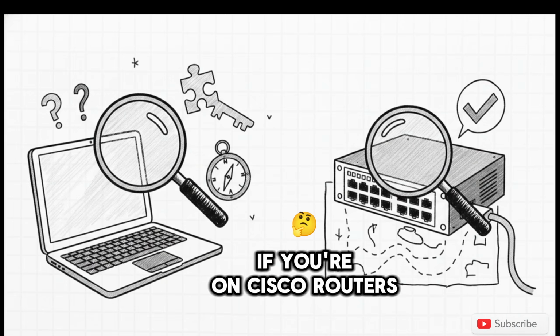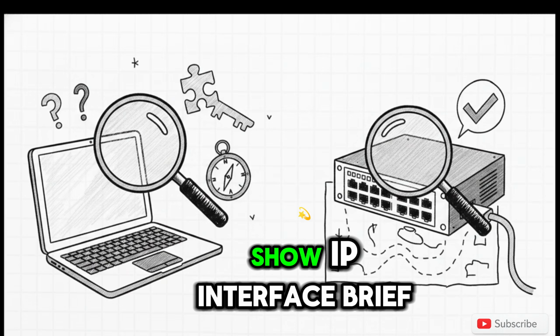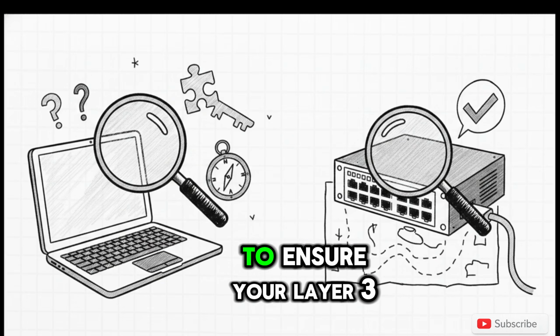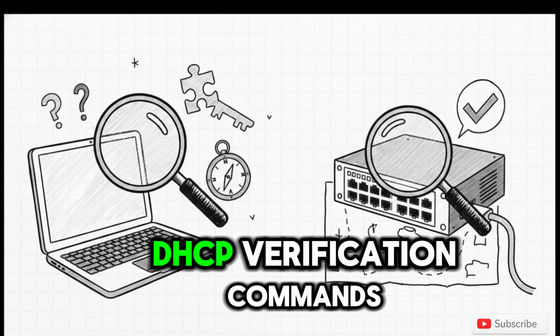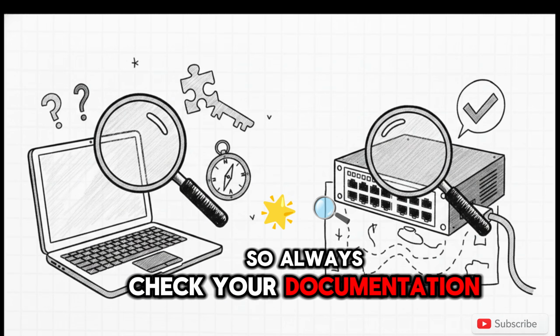If you're on Cisco routers and switches, you'll rely heavily on show ip arp to view the ARP table, show ip interface brief to verify physical status, and show ip route to ensure your Layer 3 paths exist. Just a quick heads up, platform-specific DHCP verification commands can vary wildly between vendors, so always check your documentation.